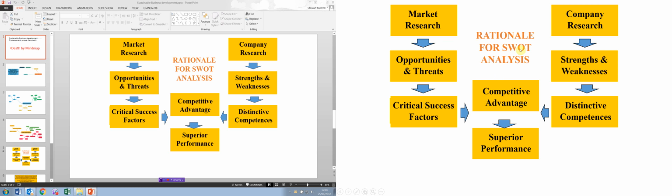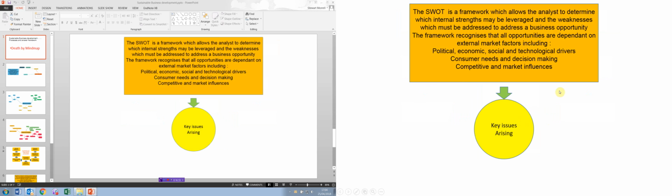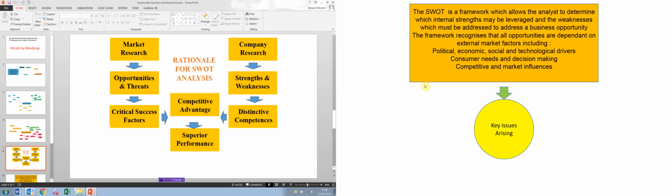Then we've got your SWOT analysis. So you've got your market research, opportunities and threats, your company research, your strengths and weaknesses, and then we're looking at turning all those into competitive advantage and superior performance. And all that, from your SWOT, from your external analysis, from your internal analysis, etc., will lead you to produce a key issue statement.